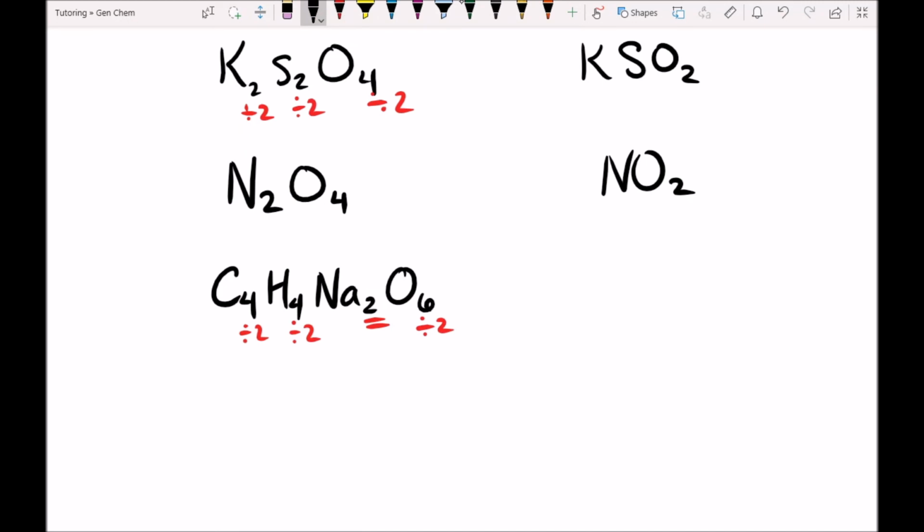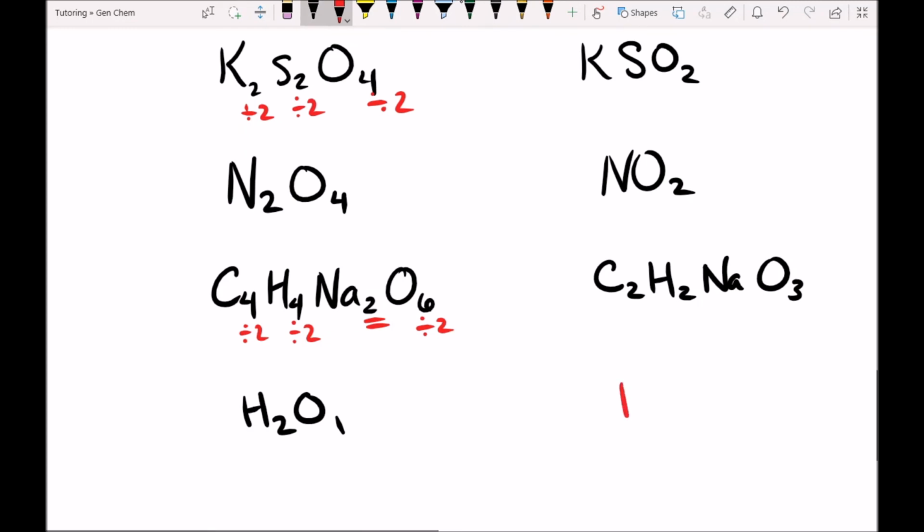The empirical formula for sodium tartrate is C2H2NaO3. Finally, water. We know that oxygen has a subscript of 1, and we know that if we have a subscript of 1, then the empirical formula is the same as the molecular formula.